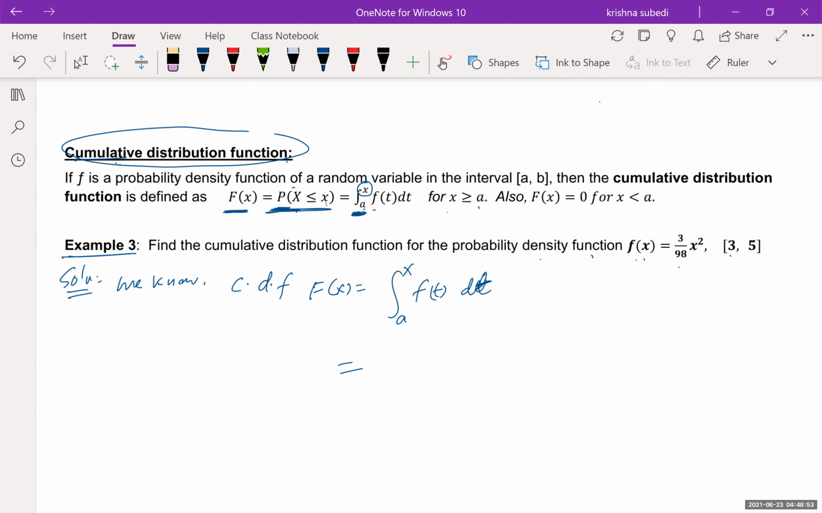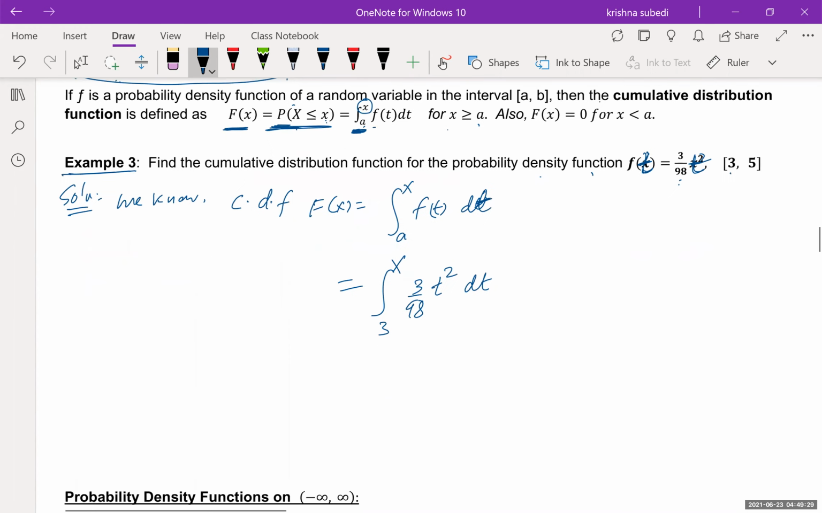Now your a is 3 and x is simply x, and your function is, let me write this, f of t equals 3 over 98 t squared. So the integrand is 3 over 98 t squared dt. All right, I wanted to give you the f of t here, but it was typed as x. Can you change it into t? Okay, that's it. Now you can find out what it is.